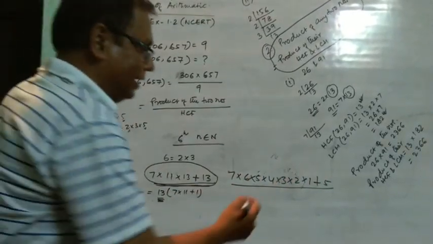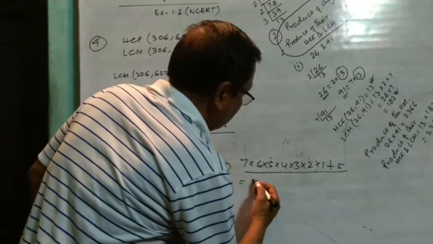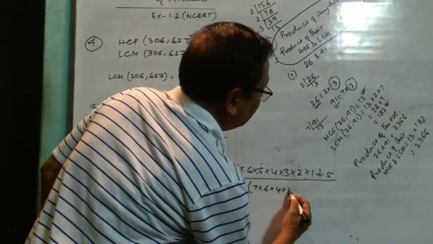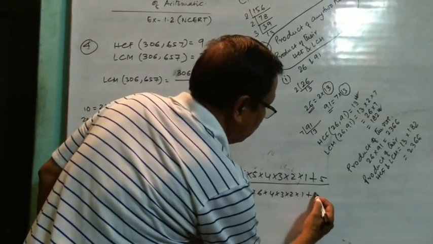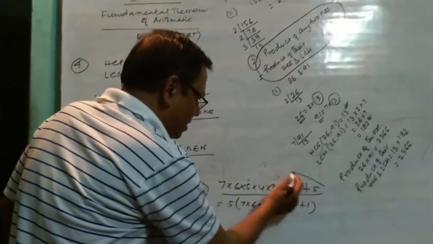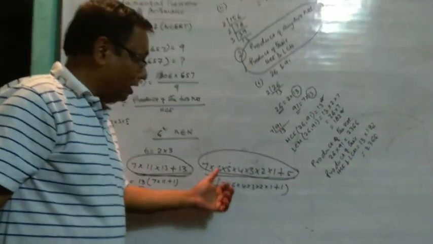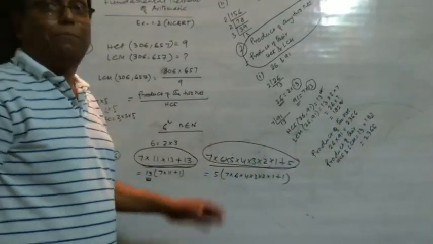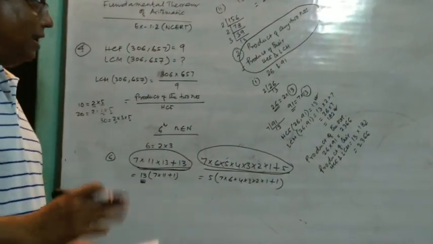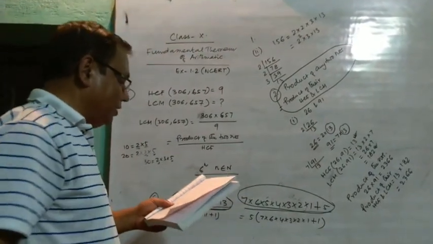Similarly, here this one is one term and 5 is the second term. We will take 5 as common. We are left with 7 into 6 into 4 into 3 into 2 into 1 plus 1. Enough, you do not have to multiply it. You will simply say, thus the given number has a factor 5 other than itself and 1, and hence this number is a composite number, using the fundamental theorem of arithmetic.